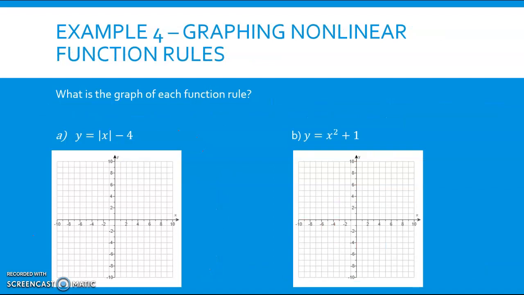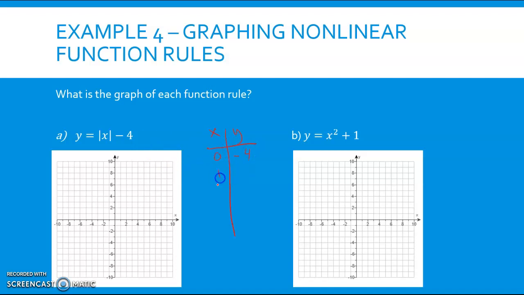Once again, I'm going to very quickly just make a table here. You've got the absolute value of x, minus 4. I'm going to start with our friend 0 as my input for x. I'm not going to do the equation here. I'm just going to put 0 in. So 0 minus 4 is negative 4. That's a pretty easy one, right?